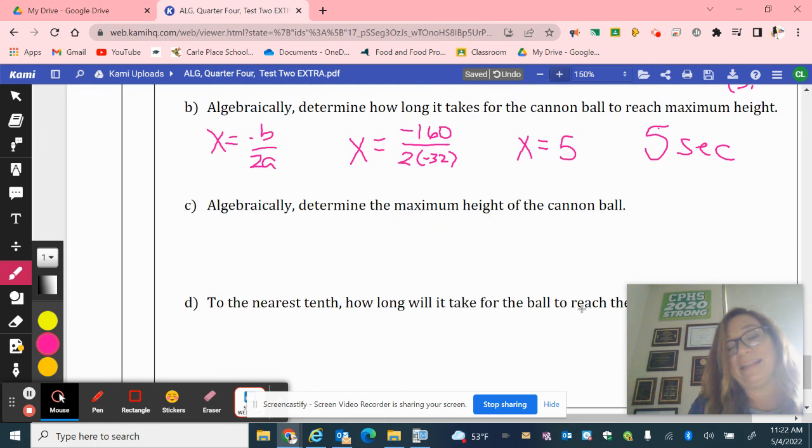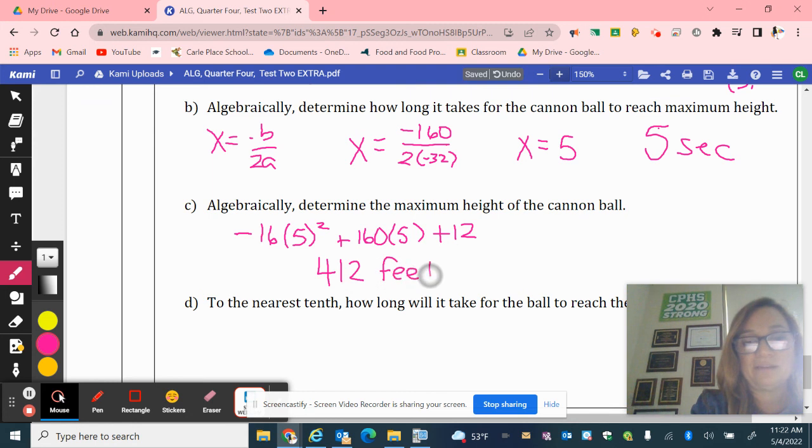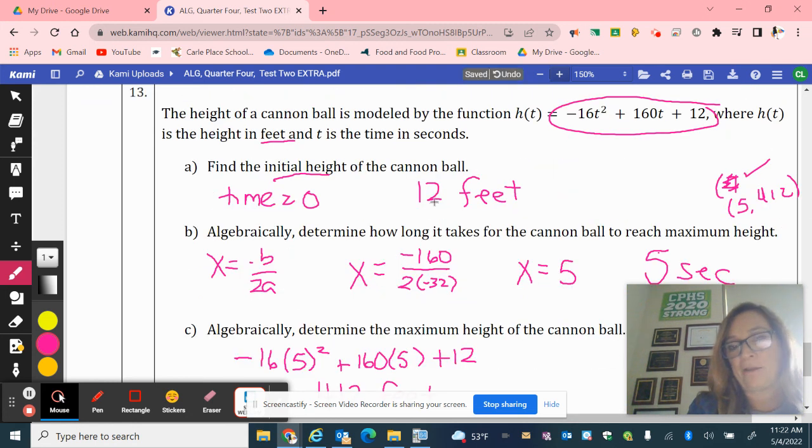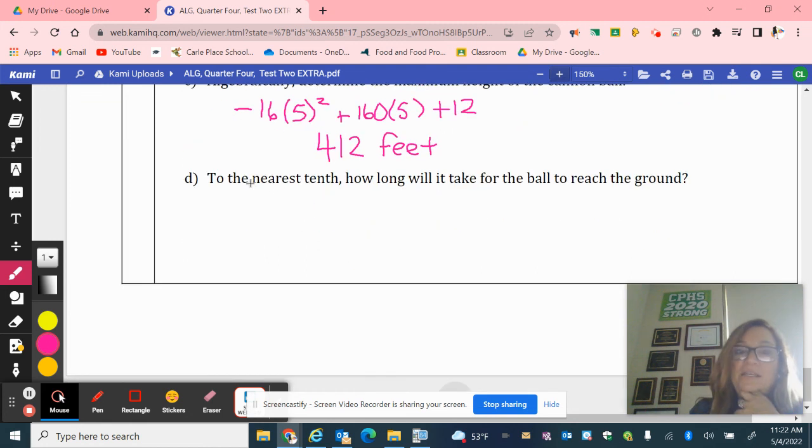Algebraically determine the maximum height. That is so super easy because I know the time. All I have to do is plug in a 5. I know it seems like a crazy question, but just plug in a 5 because I already know the time. You can use your calculator. You don't have to do that in your head. I already know it's 412 because it checks out. If you don't get 412 and the vertex is 412, you really need to go back and check your math.